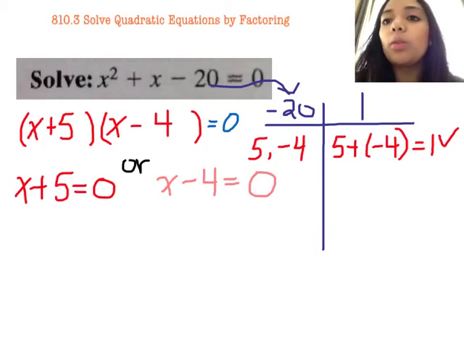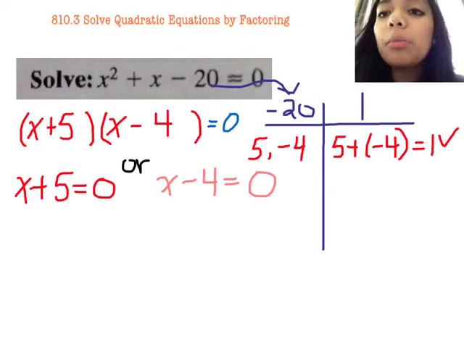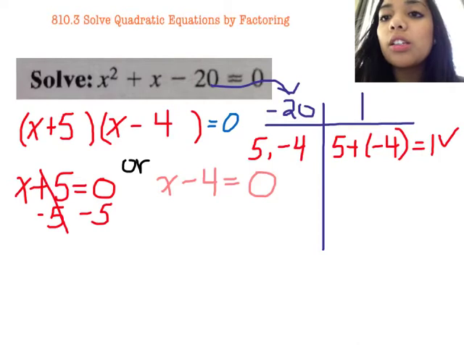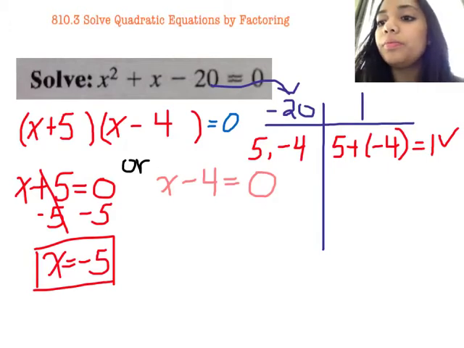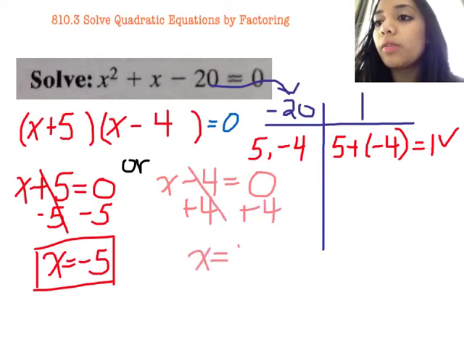So, x plus 5 equals 0. What does x equal? Well, all you do is solve for x, and this is kind of obvious, but I'm going to go ahead and show the steps. You subtract 5 from both sides. So, x equals negative 5. Or, x equals, I add 4 on both sides, so x equals positive 4.